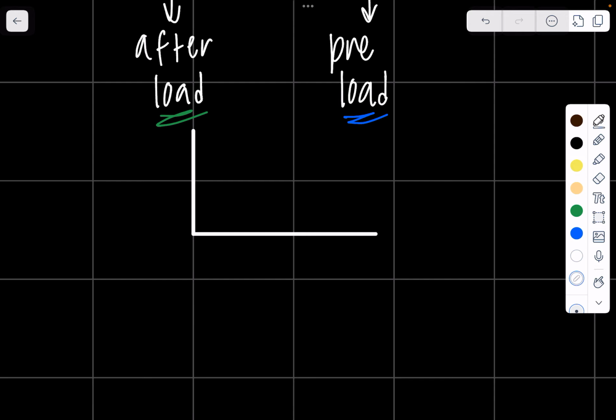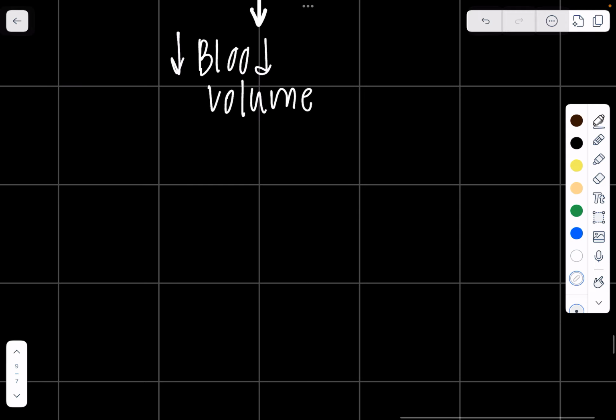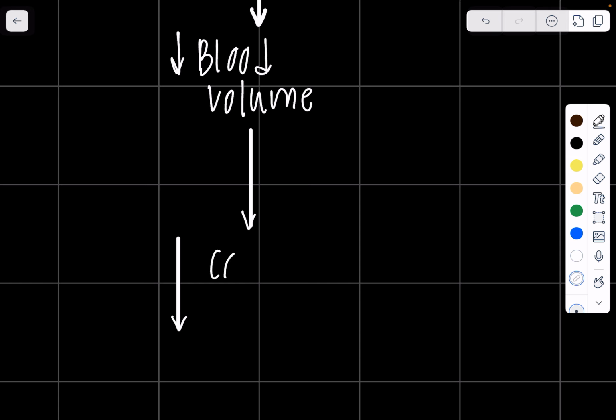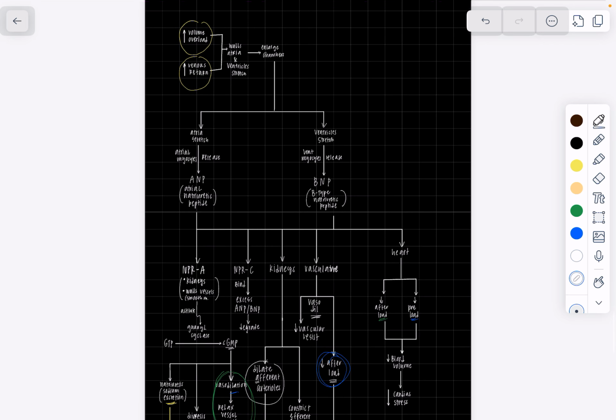When we look at those two things together, we see that we effectively are reducing the amount of blood volume the heart needs to contend with at one time. We're not decreasing the amount of blood volume in the body overall, because the patient isn't bleeding out, but we're reducing how much blood the heart has to work with during the cardiac cycle. And because we're decreasing that, we're also decreasing the amount of cardiac stress it has to deal with overall. And that sums up our ANP BNP pathways.